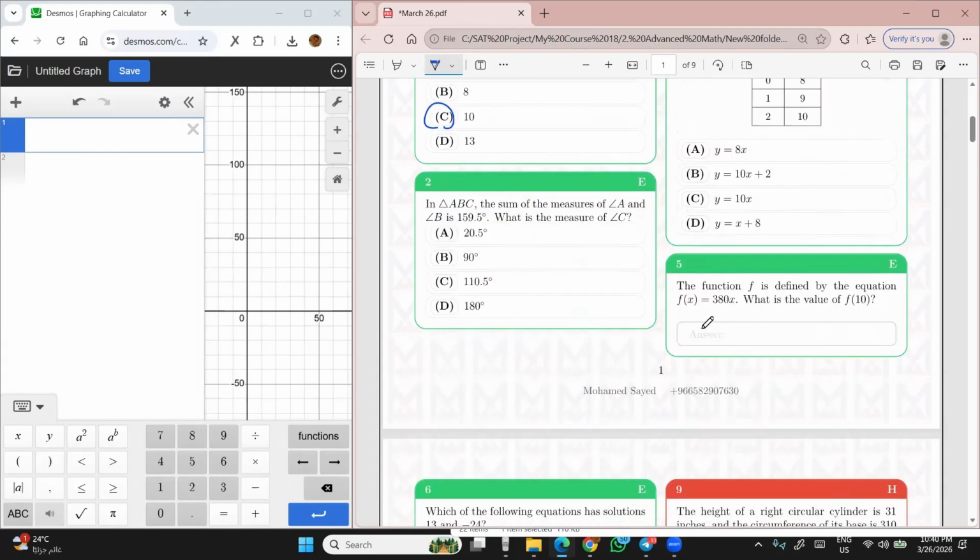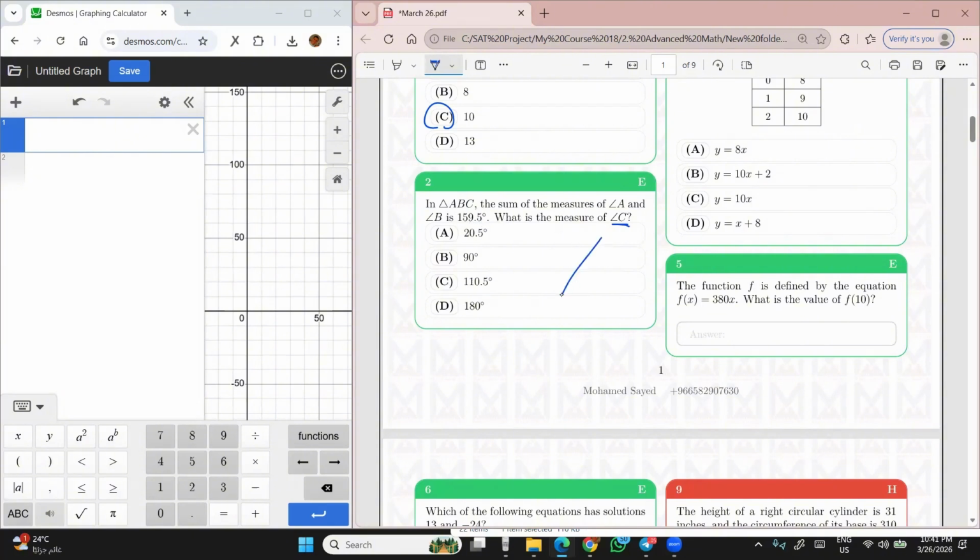And then question number 2. In triangle ABC, the sum of the measures of angle A and angle B is 159.5. What is the measure of angle C? You know that the sum of the interior angles is always equal to 180 in a triangle. So we just say 180 minus 159.